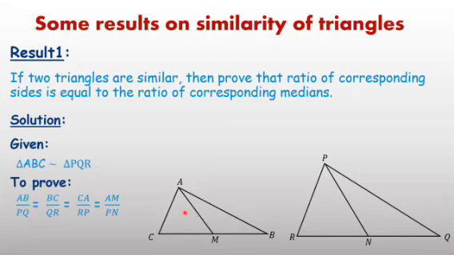The meaning of the theorem is clear. If two triangles are similar, you already know corresponding sides are in the same ratio, but the ratio of sides is the same as the ratio of medians of the triangles. Now we will prove.